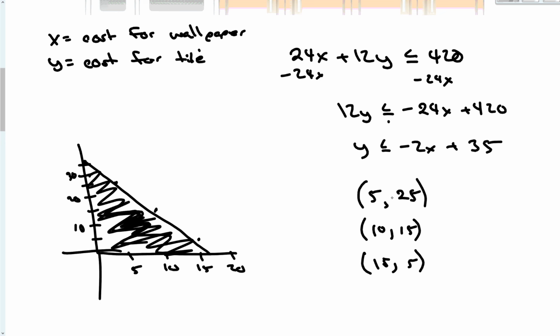You can have any combination here. Anything inside this region right here would really work. If you check these, both of these numbers should work in this equation, that they're less than 420. And ideally, you want to be equal to 420 because you don't want to have money left over, or maybe you want to save some money.